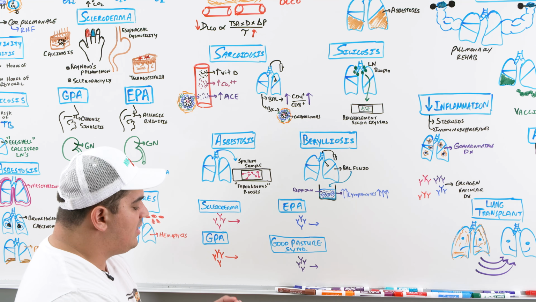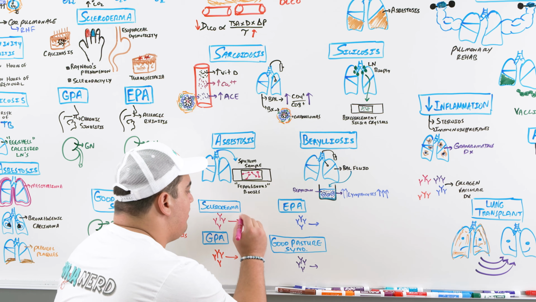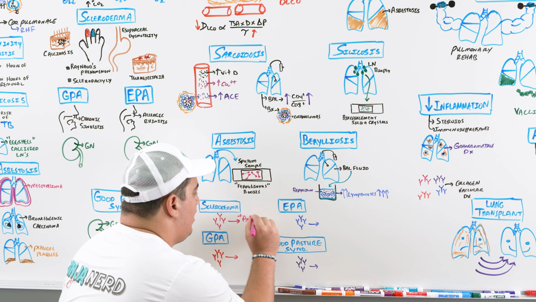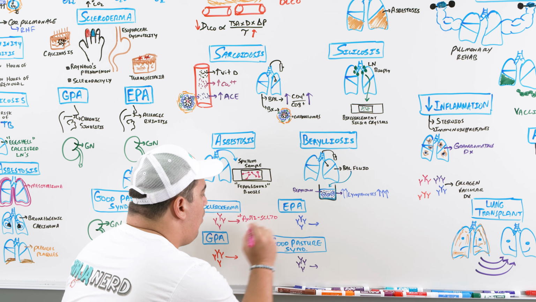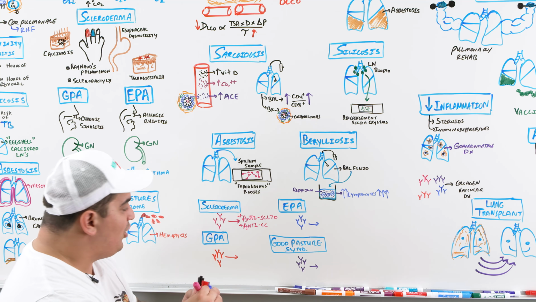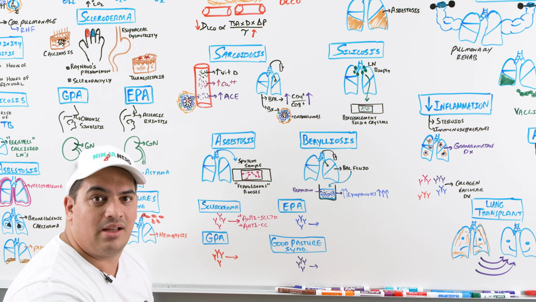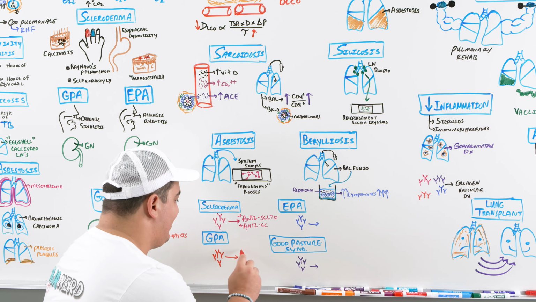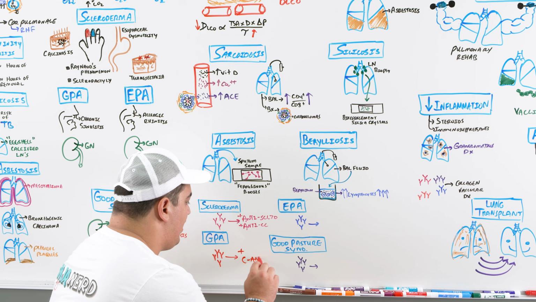And if I think that it's scleroderma, what would it come back as? Positive anti-SCL70 or positive anti-centromere antibodies. If I sent it off and I was concerned that they have Wegener's, what would it come back as? A positive C-ANCA. It'd be positive C-ANCA antibodies.